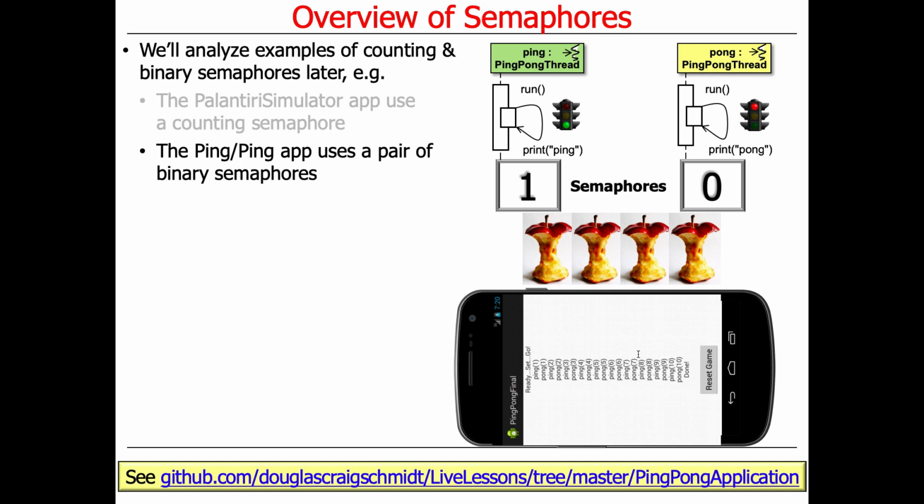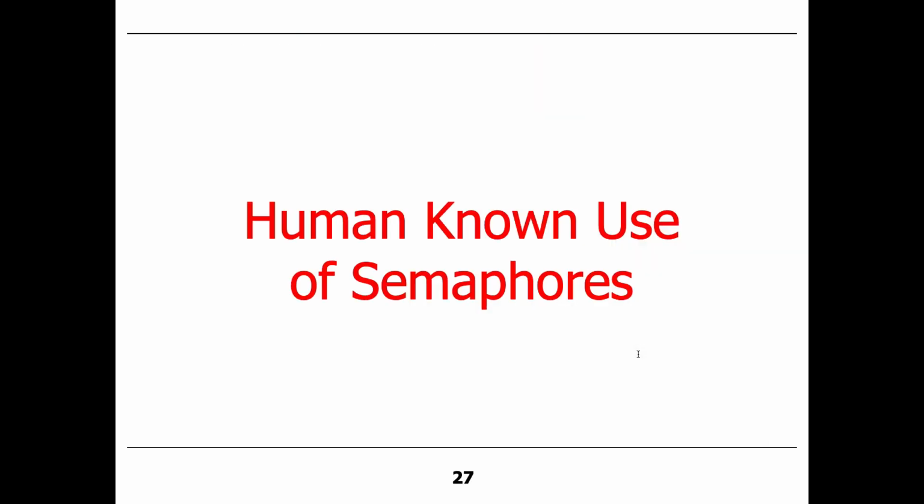There's a ping pong application, which you can take a look at here if you're curious, that uses a pair of binary semaphores. So they use binary semaphores to go back and forth and ping and pong and ping and pong. And so that's another fun example.